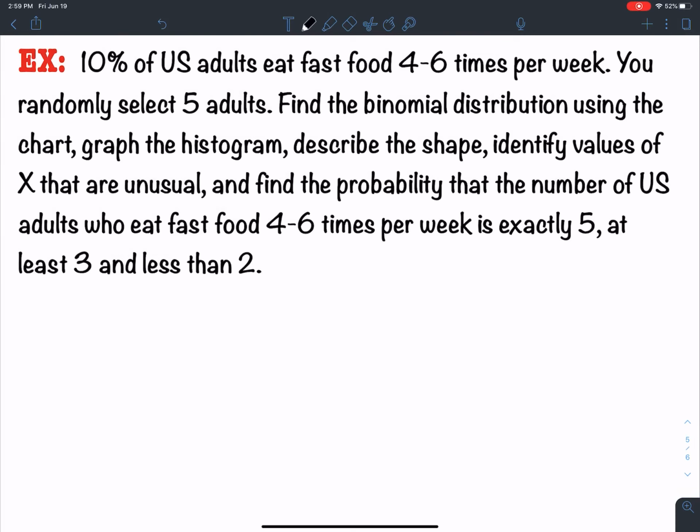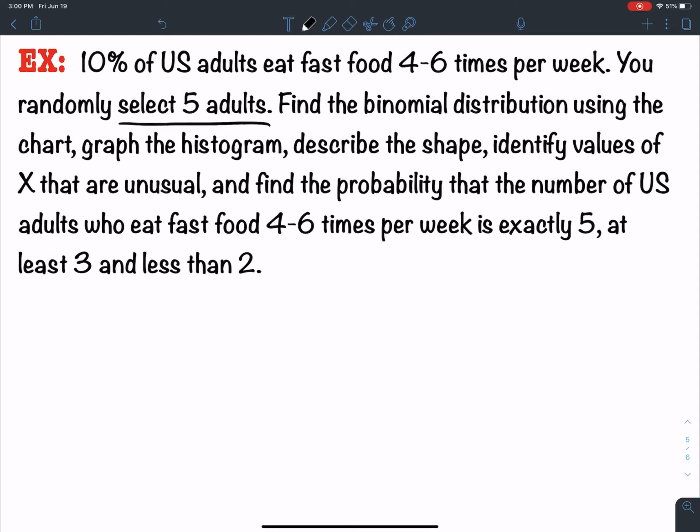So we've got an example. 10% of U.S. adults eat fast food 4 to 6 times per week. You randomly select 5 adults. Find the binomial distribution using the chart. Graph the histogram, describe the shape, identify the values that are unusual for the random variable.